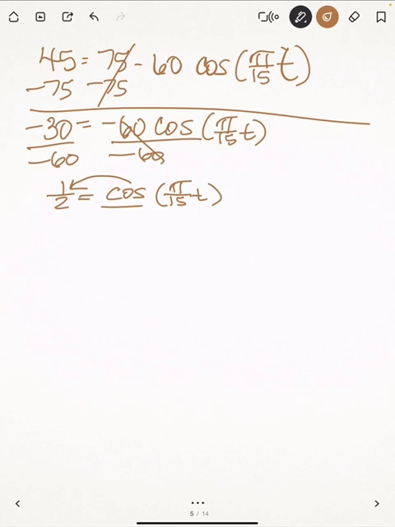What you're now going to do is look on the unit circle, and you will find the two values where cosine, the first number, is 1/2.